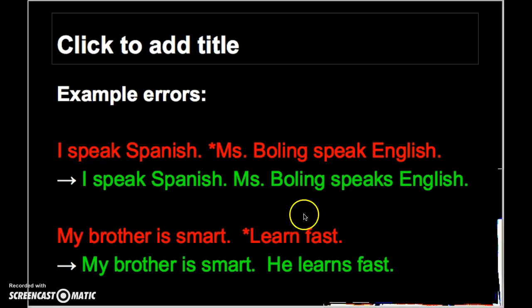Another example is "My brother is smart, learn fast." So in this case we talked about how in Spanish, sometimes they leave out the subject pronoun. This is an example of that.